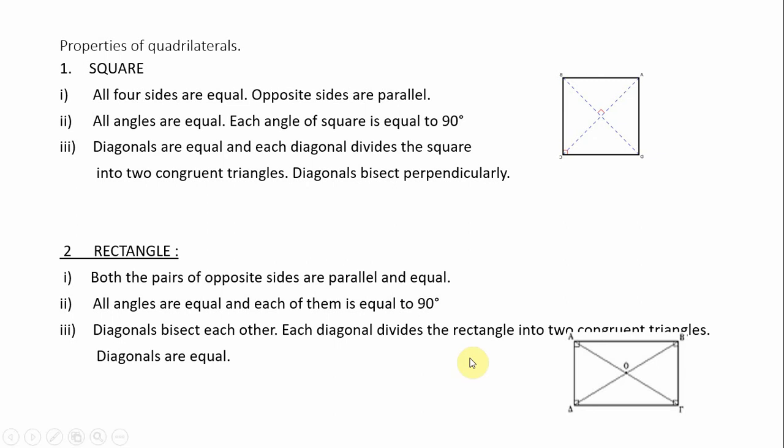so here the diagonals are equal, and the diagonals bisect but are not perpendicularly bisected. Diagonals do not bisect perpendicularly.